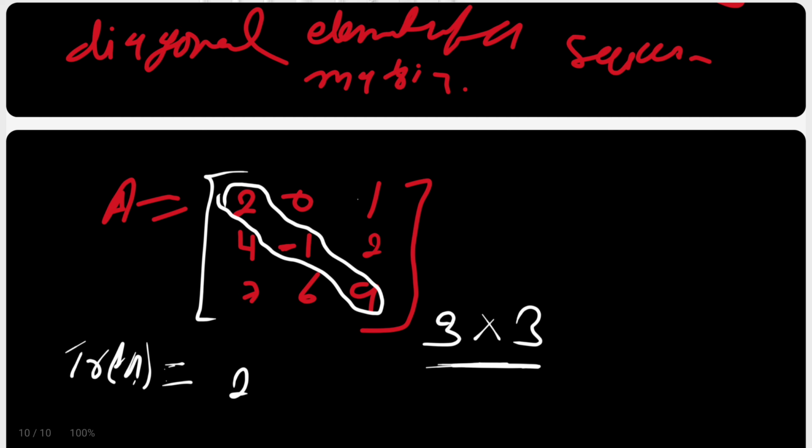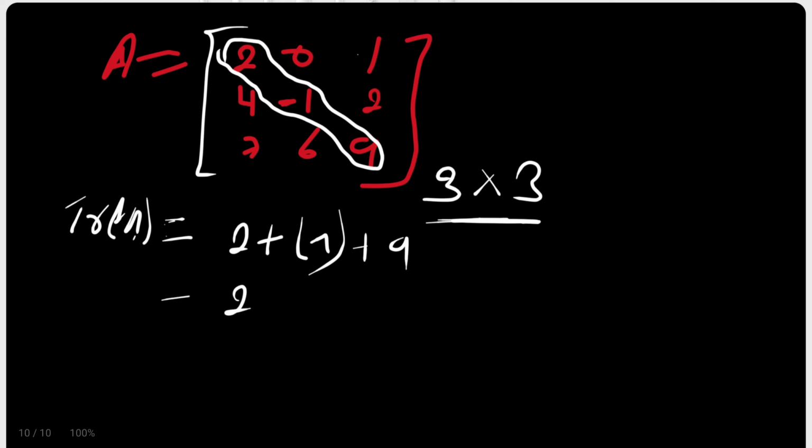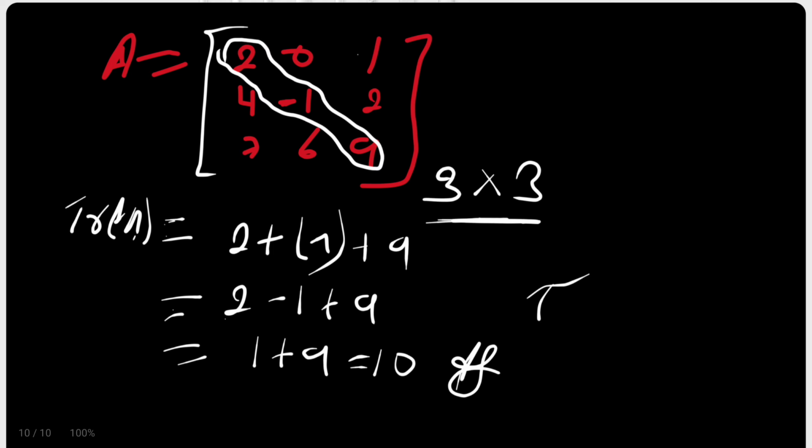Now we have to add the principal diagonals. 2 plus minus 1, then plus 9. That is 2 minus 1, which is 1, plus 9, that is 10. The trace of A equals 10. This is the answer. How easy is it?